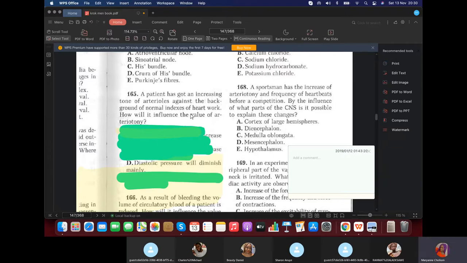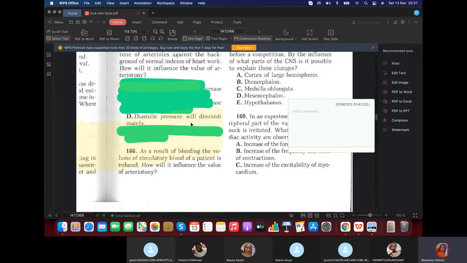So how will it affect it? Option A, pressure will not change. That's not the answer. Systolic pressure will increase. That's not the answer, because they said there's a normal index of heart work. I'll skip C. D, diastolic pressure will diminish. No, diastolic pressure cannot diminish because we have increase of the tone of arteries. Systolic pressure will decrease. They just said the index of heart work is normal, so it has nothing to do with systolic pressure. So the answer will be C. Diastolic pressure will increase because of what? Increase in the tone of arteries.